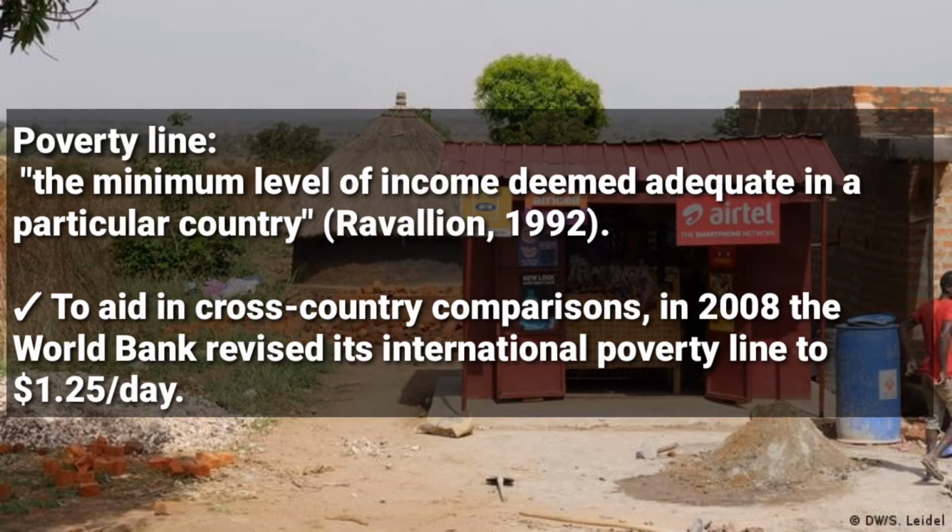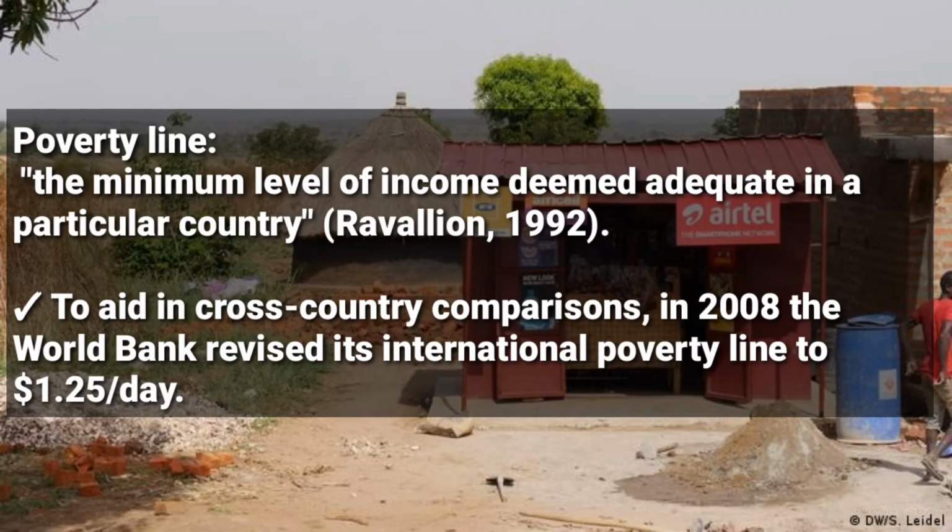Another key term is poverty line. Poverty line is the minimum level of income deemed adequate in a particular country. The minimum level of income that a person is supposed to be receiving on a daily basis in order for them not to be regarded as poor. Yeah, and if you earn below that, you're regarded as poor.